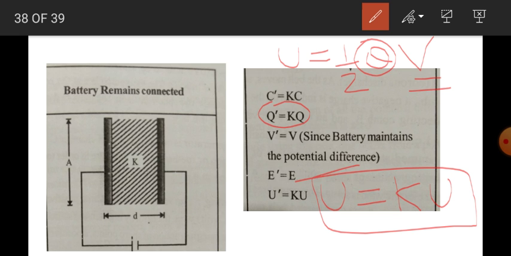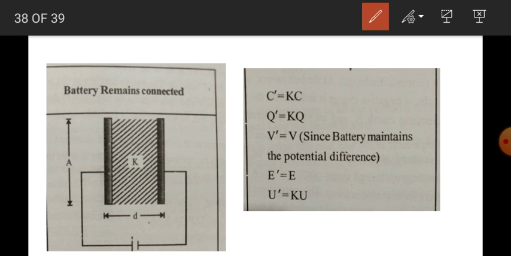They generally ask questions based on this. When the battery is connected, what will be the effect on electric field, potential energy or potential difference, etc.? So today's lecture was regarding this only.